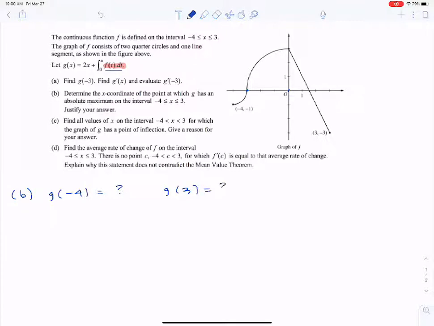And then finally, what is g of any critical numbers? I don't know how many critical numbers I'm going to have, so I'm just going to put critical numbers here. I'm going to go find my critical numbers, evaluate g of -4, g of 3, and then g of those critical numbers. Whichever one of those is the largest, that's my guy. In regards to the concept, before we actually get going on the actual math for this one, are there any questions?